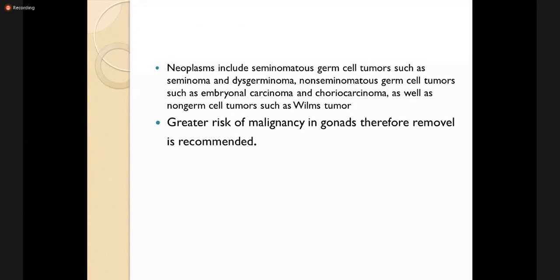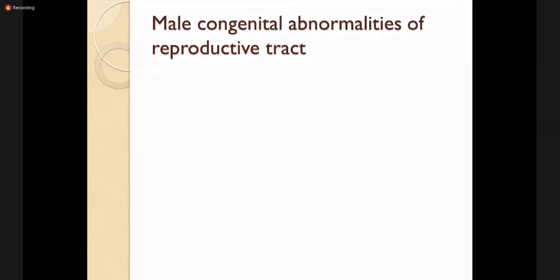In these patients, neoplasms are more common in streak gonads, so removal of these gonads is recommended. Neoplasms such as seminomatous germ cell tumors, seminoma, dysgerminoma, and non-seminomatous germ cell tumors, embryonal carcinoma, choriocarcinoma. We are going to cover this in testicular tumors as well. Here I have given just a brief description for them. Here we end the female reproductive tract abnormalities.